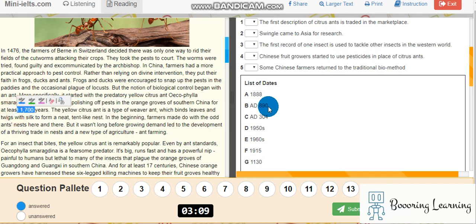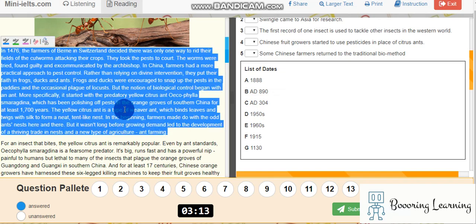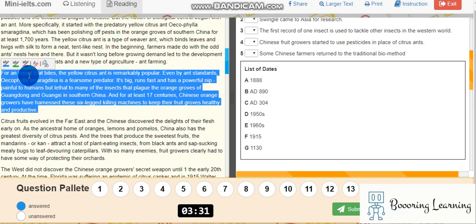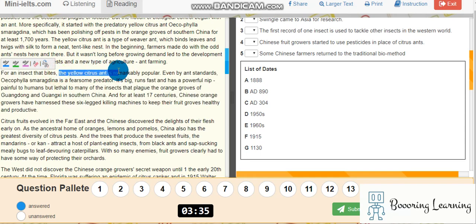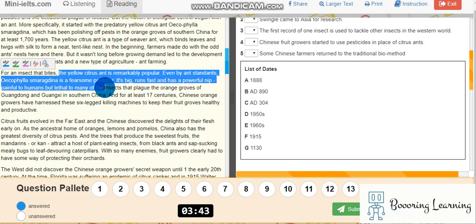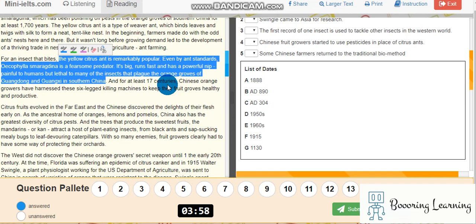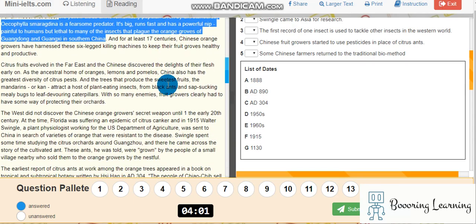Okay, this number is not one of them. It's a type of weaver ant which binds leaves and silk to form a neat tent-like nest. In the beginning, farmers made do with the odd ant's nests here and there. For an insect that bites, the yellow citrus ant is remarkably popular. Okay, it's big, runs fast, and has a powerful nip, painful to humans but lethal to many of the insects.